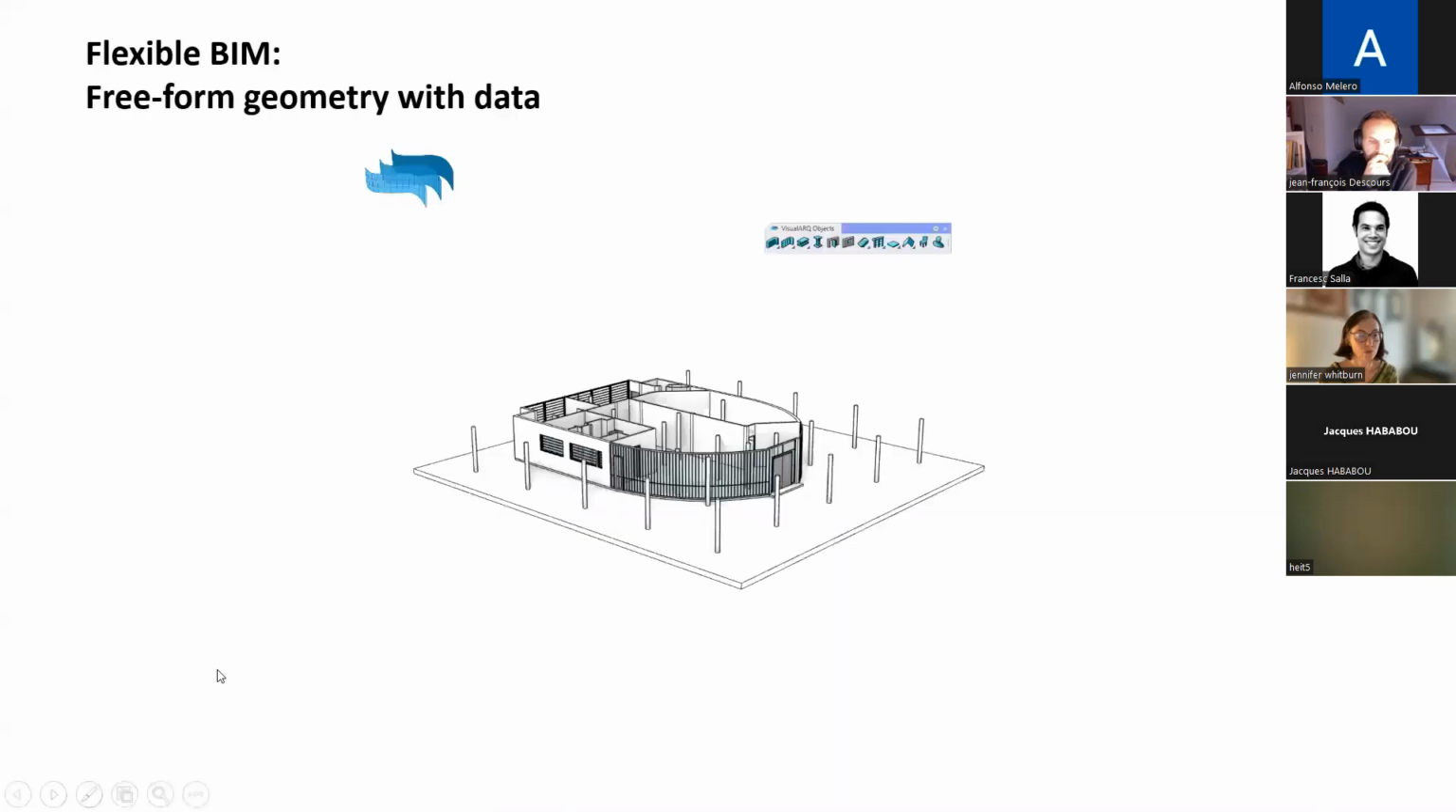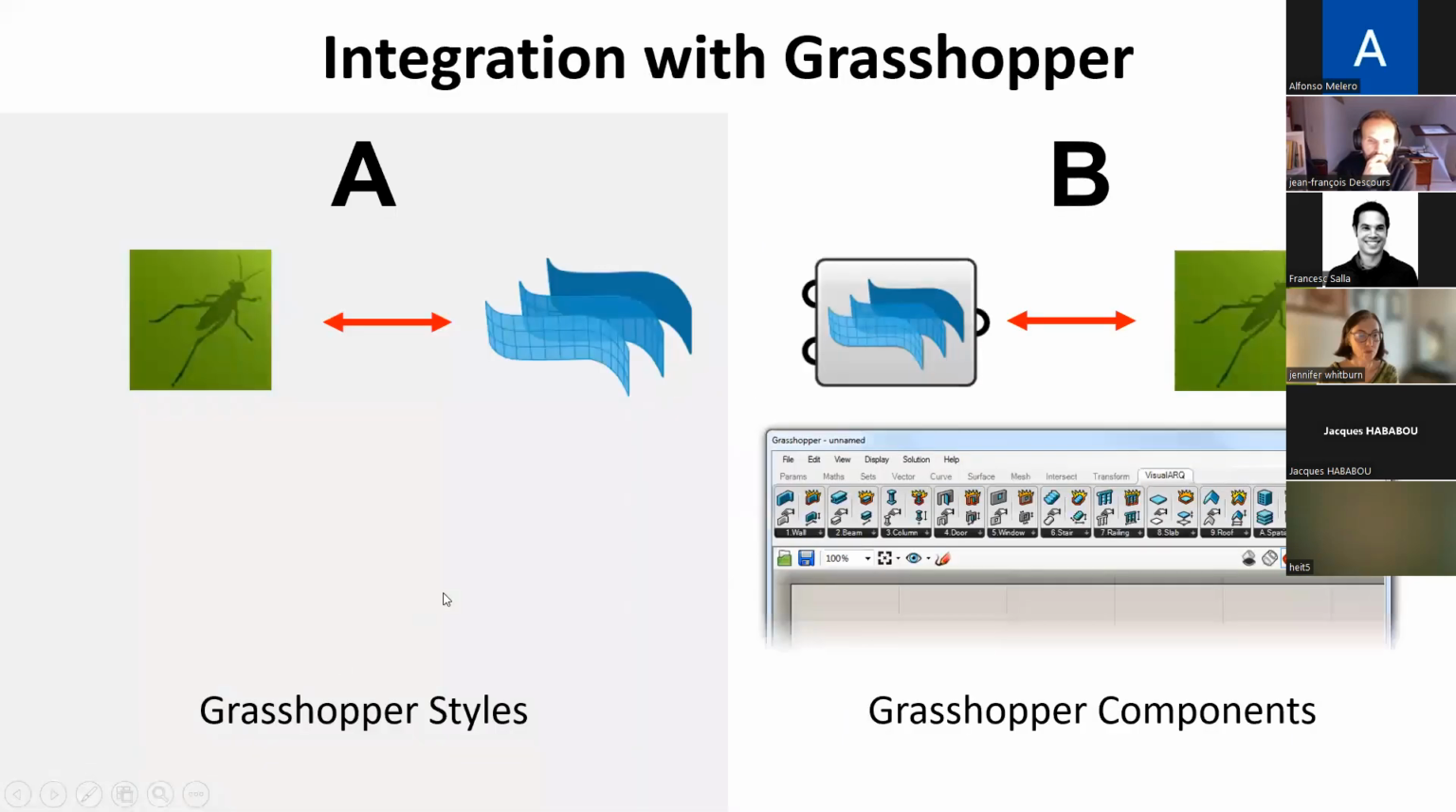And on the other hand, this flexible BIM concept comes from how VisualARQ integrates with Grasshopper. And we can talk about two types of integration. On one hand, there are these Grasshopper styles. Basically, objects driven by Grasshopper definitions. And on the other hand, there are the VisualARQ components available in Grasshopper. So we can integrate all the VisualARQ objects inside Grasshopper to get them involved in all our scripts and Grasshopper definitions.